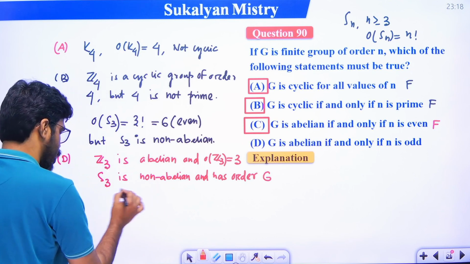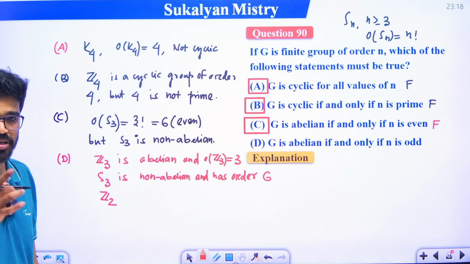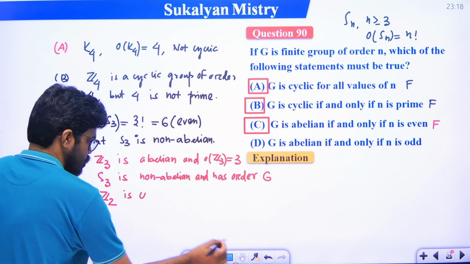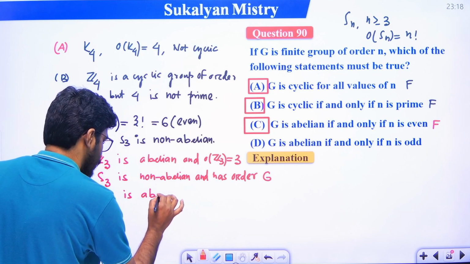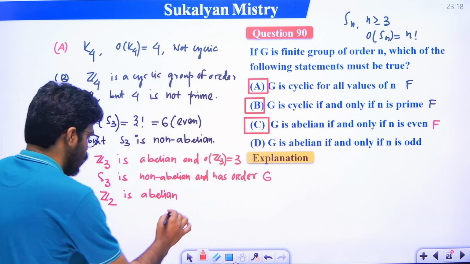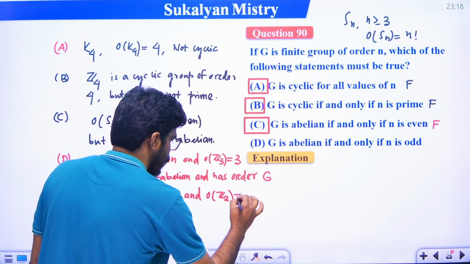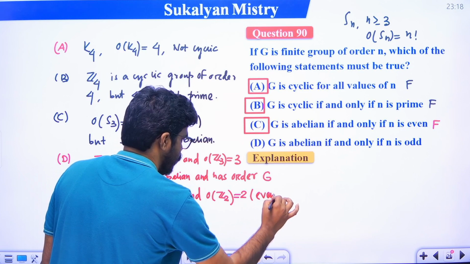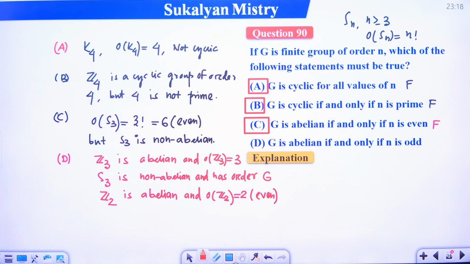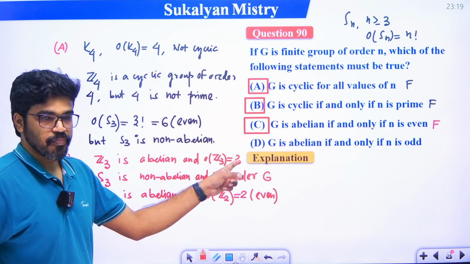Now if we consider another set, suppose we consider this group Z2, it is cyclic because Zn is cyclic, so Z2 cyclic implies abelian. We conclude that Z2 is abelian. But what is the order of Z2? The order of Z2 is 2, which is even. Yes or no? Just consider the counterexample. Z3 is abelian, and what is the order of Z3? It is 3.